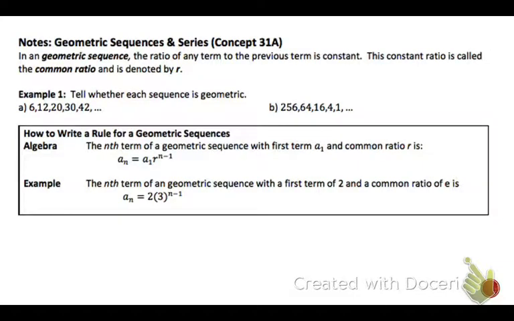So in a geometric sequence, the ratio of any term to the previous term is constant. This constant ratio is called the common ratio and is denoted by r. A ratio is a multiplier.